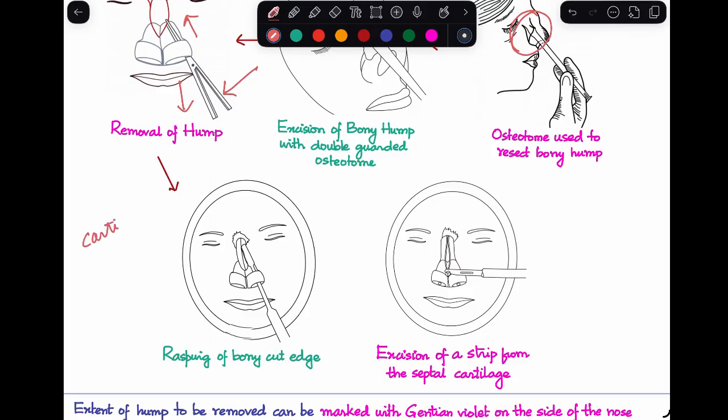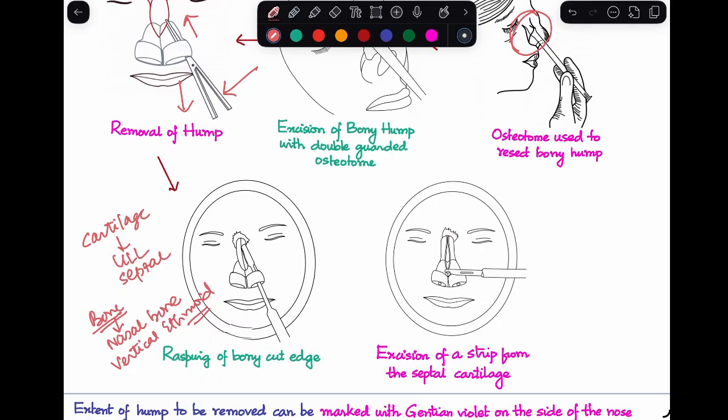Now, the cartilaginous portion, usually what cartilage is seen over here? The cartilaginous portion usually includes the upper lateral cartilage and a part of the septal cartilage. Whereas the bony hump that you just reduced or removed will contain a portion from the nasal bone and the vertical plate of the ethmoid. So this is what you are removing.